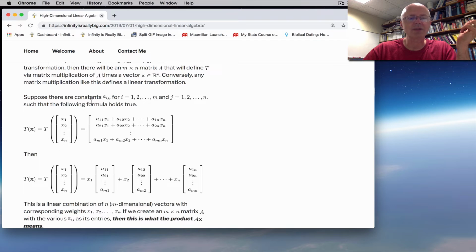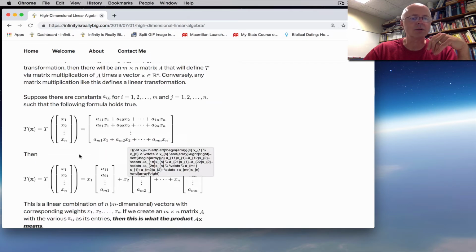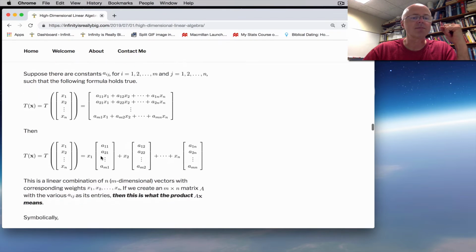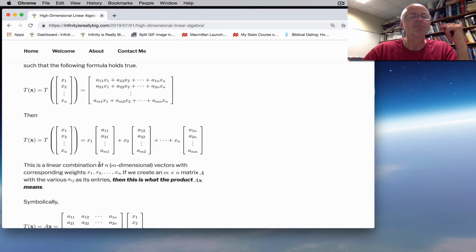Notice the input is n-dimensional and the output is m-dimensional, a11, a21 through am1. The m's tell you the number of rows here. They look like they're the same dimension, but they're really different. That's just a typesetting thing.